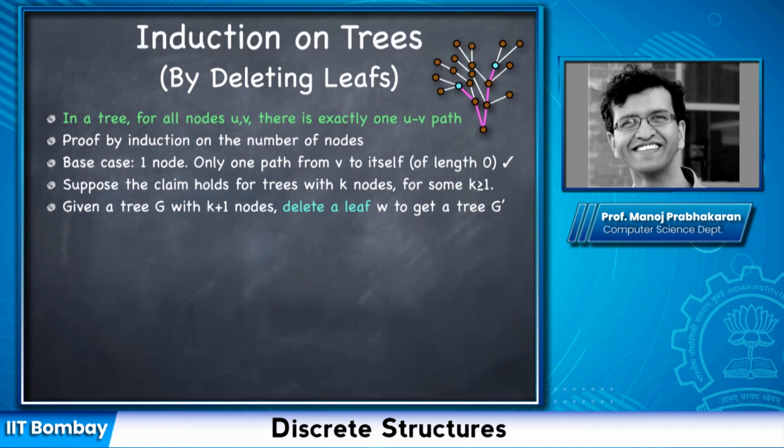Here I actually used both the claims from the previous slide, that first of all there is a leaf. This is a tree with k plus 1 nodes where k is greater than or equal to 1, so it has at least two nodes. So it has a leaf, so I can delete it. And when I delete the leaf, what I'll get is a tree, not just a forest.